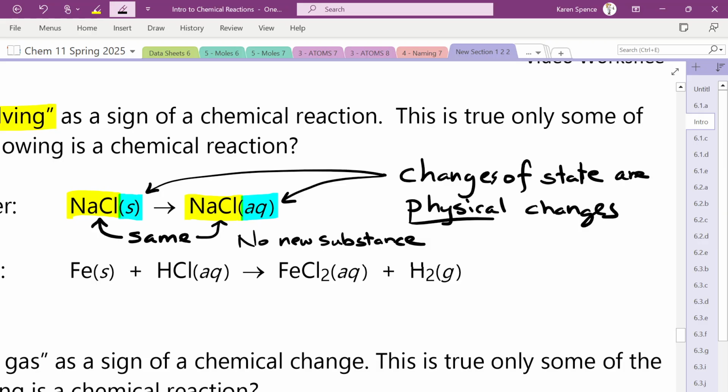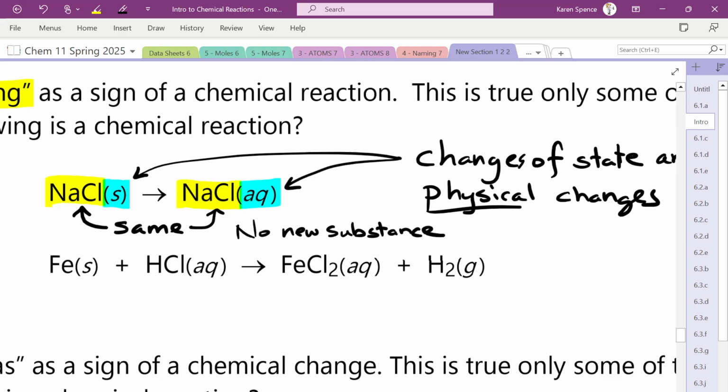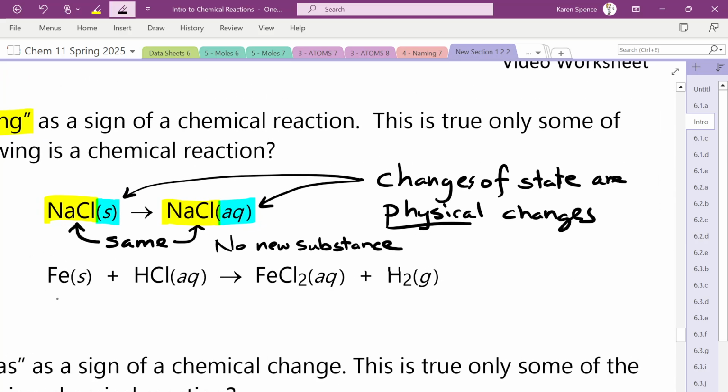But what if we have iron plus hydrochloric acid, and then we end up with iron chloride and hydrogen gas? Do we have new substances being formed? Yes. We started out over here with iron, which has a 0 charge.